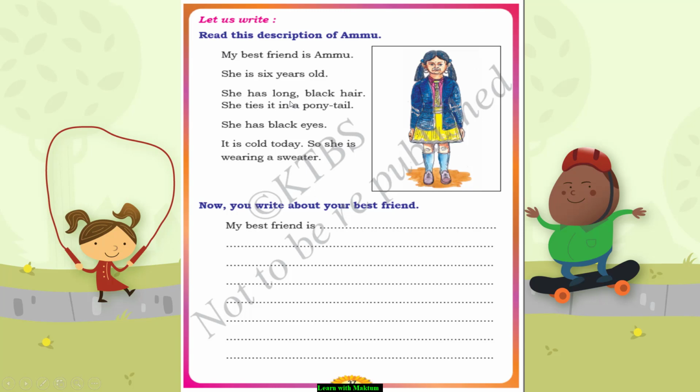She has long black hair. You can write about the hairstyle of your friend. She ties it in a ponytail. She has black eyes. It is cold today, so she is wearing a sweater. Okay, so like this you have to write about your best friend. It will be a homework for you.